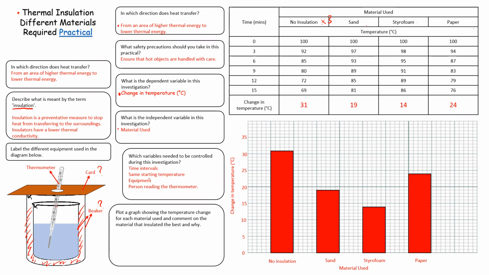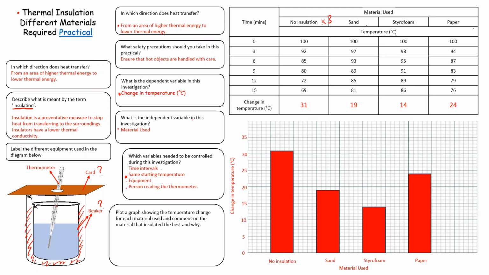Which variables needed to be controlled? Same time. Same starting temperature. Always try and start at the same temperature. Boil the kettle, stick it in, and obviously be very careful. Use the same beaker each time and the same cardboard, etc. And as I said before, the person reading the thermometer must stay the same. So these are some examples of the control variables.